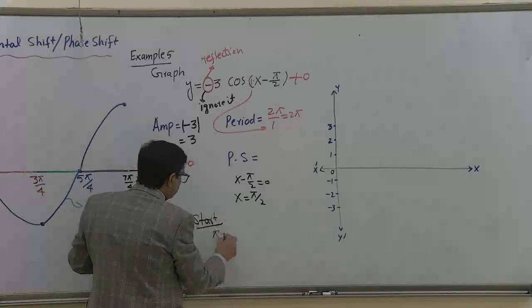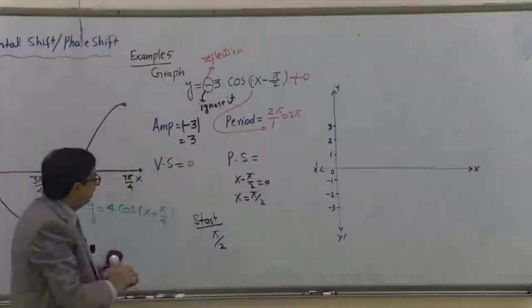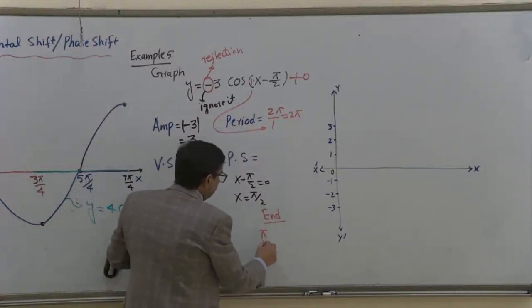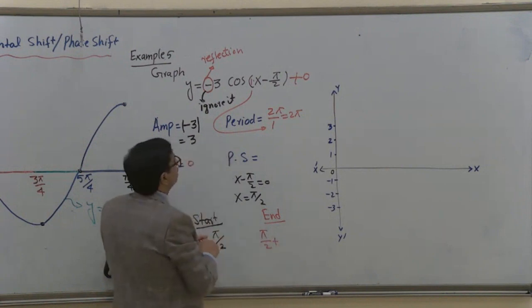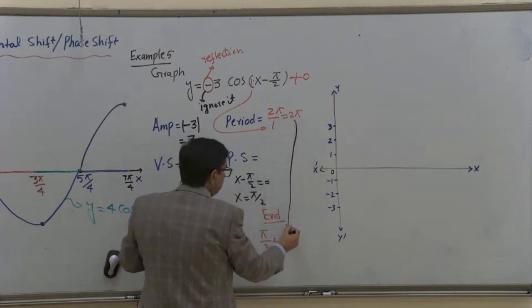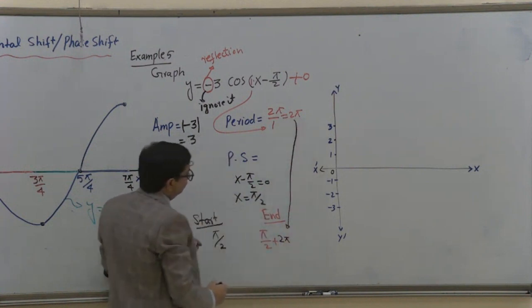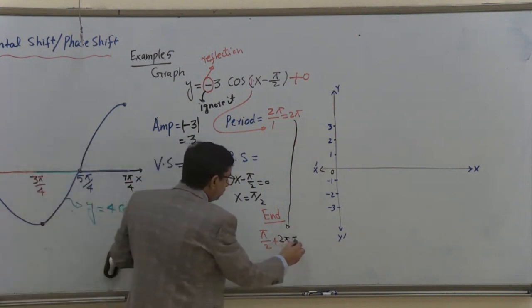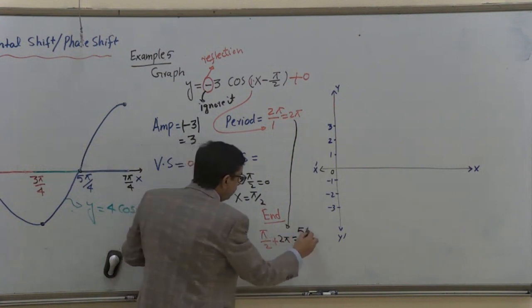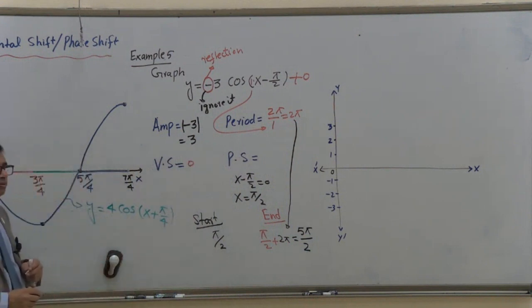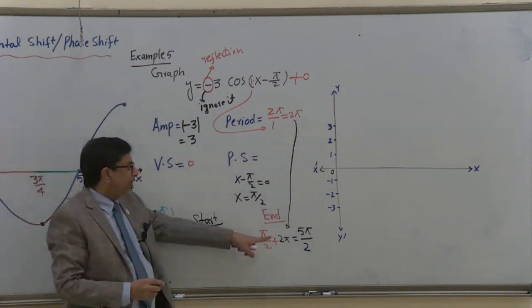Yes. This pi over 2 is the starting point. And then we have the end point. End point is always starting point plus the period of the function. And you can see here, the period of the function is 2 pi. Simplify it. 2 times 2 is 4. 4 plus 1. 5 pi over 2. So this gives us the end point.